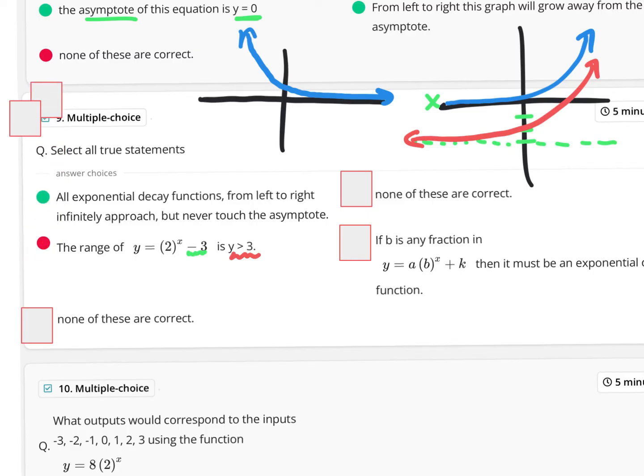It's red. Why do I have 2? None of these are correct. Okay, I'm going to have to fix that. I apologize. So obviously we know that none of these is not the correct answer.